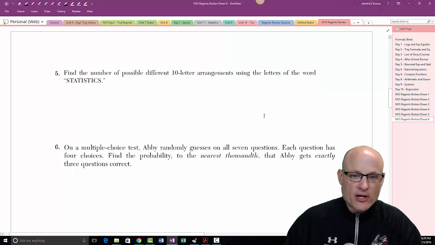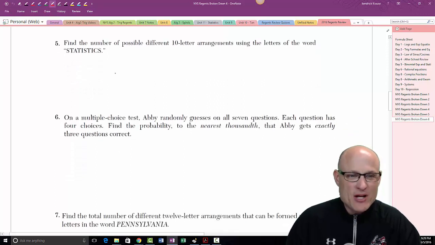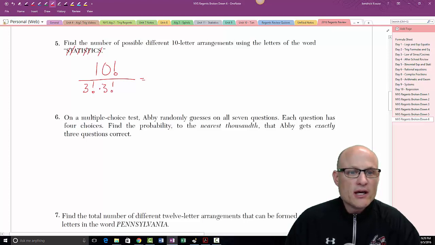Find the number of, okay, so we're back to these kinds of questions. 10 letter arrangements. So we're going to take 10 factorial. And now we got to get rid of the duplicates. 1, 2, 3 S's, 3 factorial. And 2 I's. And again, I'm not going to put in 2 factorial. It's just going to be a number.